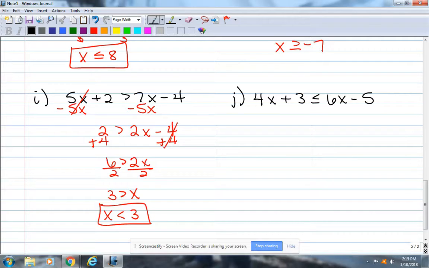All right, same type of thing here. I have an x on each side of my symbol. So somebody tell me how you want to get your x's together. Yep, you can subtract 4x or you can subtract 6x. Either way. So that's going to be 3 is less than or equal to 2x minus 5. And then we want to get the x by itself. So how can we do that?